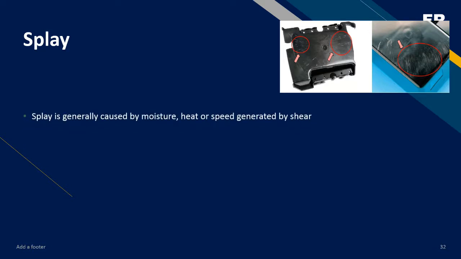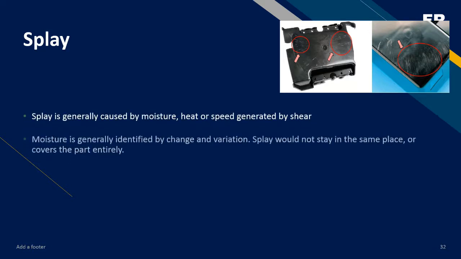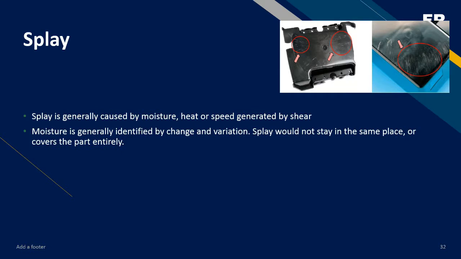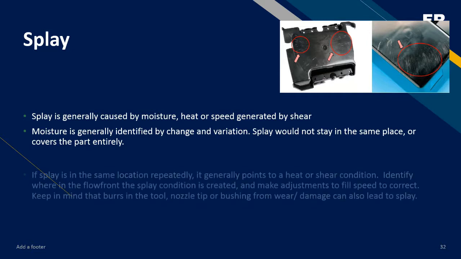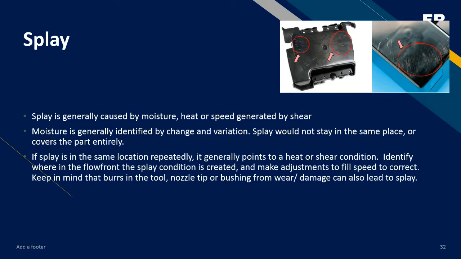Splay is generally caused by moisture, heat, or speed generated by shear. Moisture is generally identified by change and variation. Splay would not stay in the same place or covers a part entirely. If splay is in the same location repeatedly, it generally points to a heat or shear condition. Identify where in the flow front the splay condition is created and make adjustments to fill speed to correct.